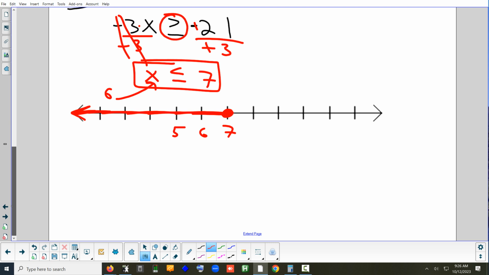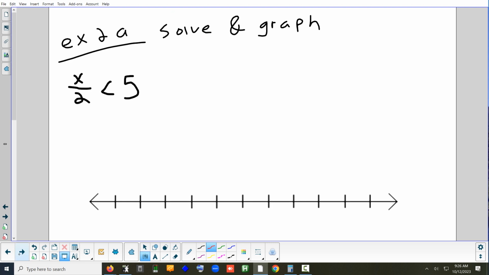All right, let's try this one. Example 2a: x divided by 2 is less than 5. See if you can solve it, graph it, and then we'll check in and see how you did.